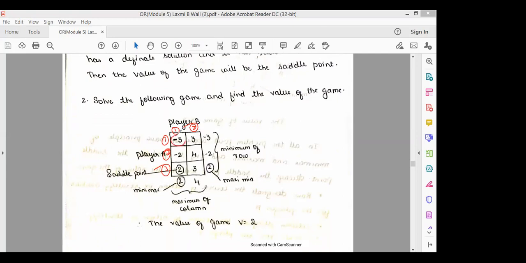So -3 indicates what now? When player A is using his first strategy, at the same time when player B is using his first strategy, the point is -3. It means when player A uses his first strategy, player A is going to lose 3 points. At the same time, player B, when he has used the first strategy, is going to gain 3 points.